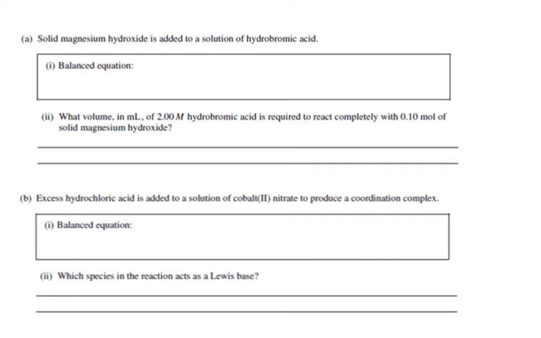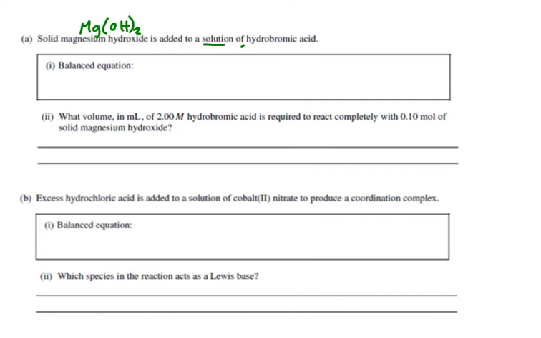So, solid magnesium hydroxide is added to a solution of hydrobromic acid. Write the balanced equation. I'll do the first one with you, and then you're going to work on the next two. So I'm going to do a little workup here. Solid magnesium hydroxide. That's a solid. We're doing net ionic, by the way. Solids stay together. What breaks up? Only aqueous.